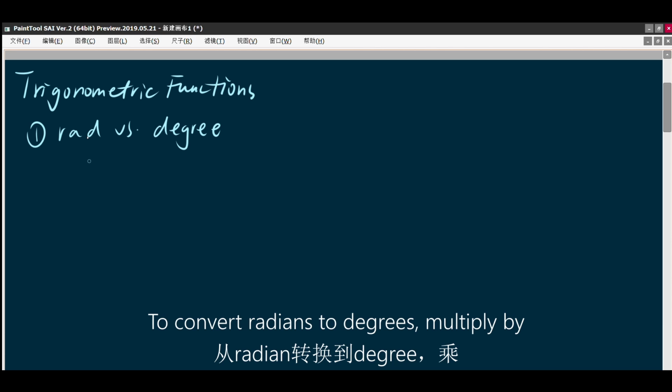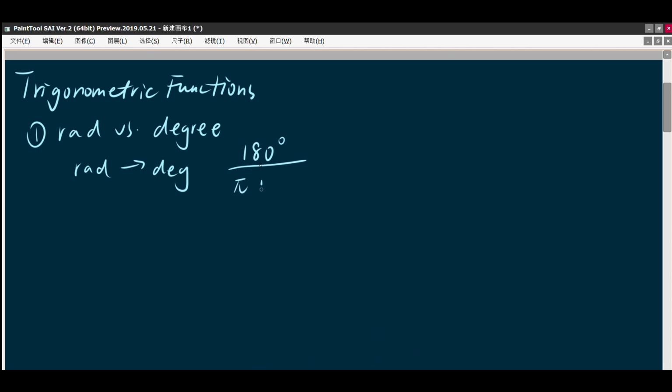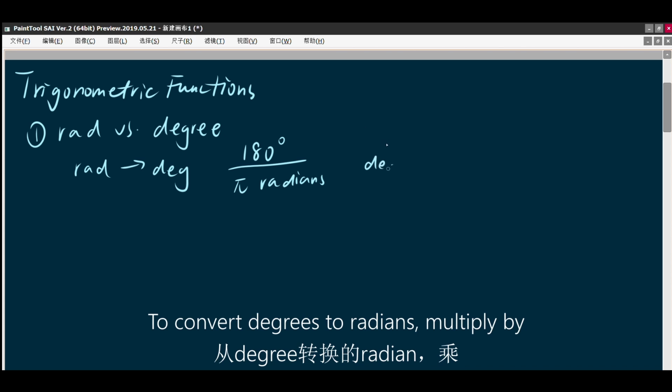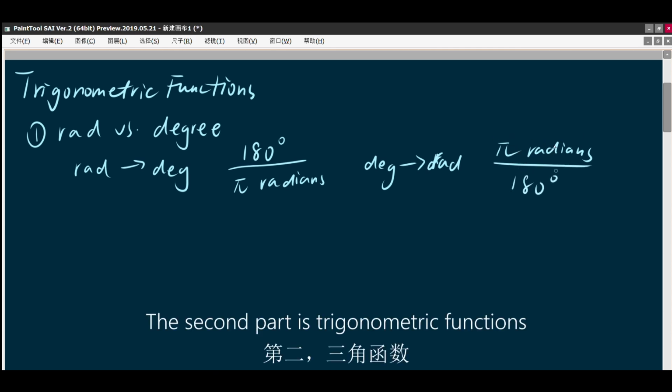To convert radian to degree, multiply by 180 degrees over pi radians. To convert degrees to radians, multiply by pi radians over 180 degrees. And the second part is trigonometric functions.